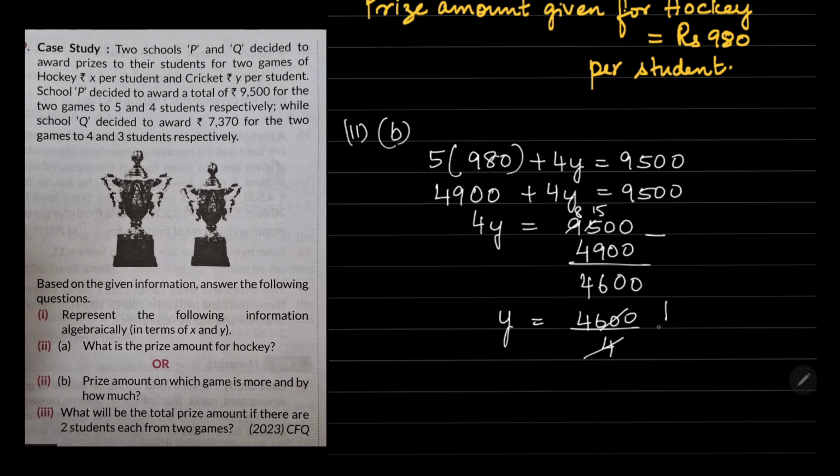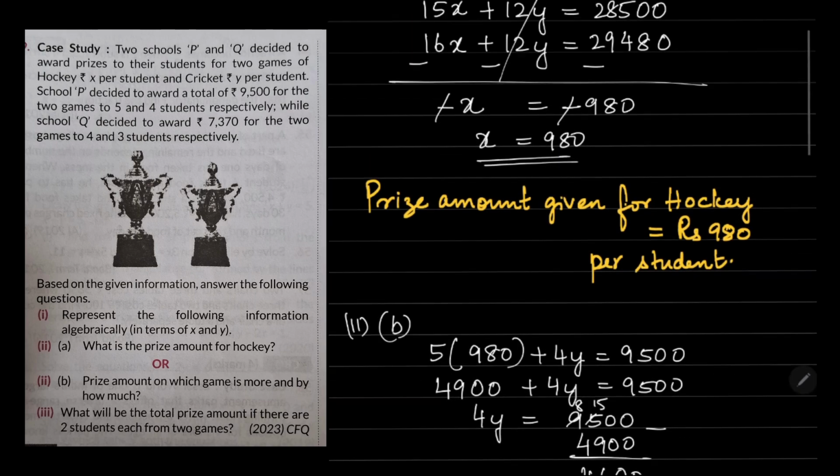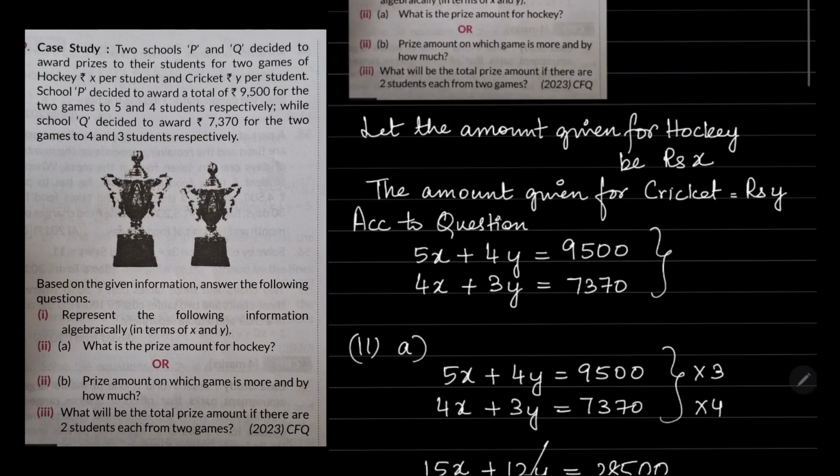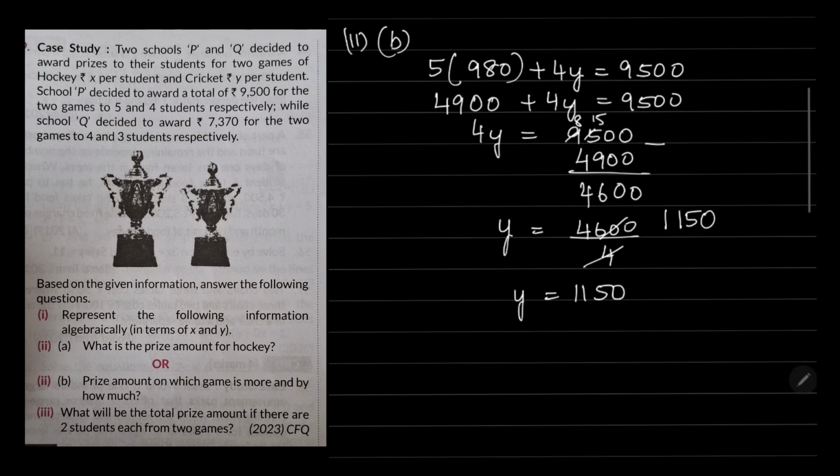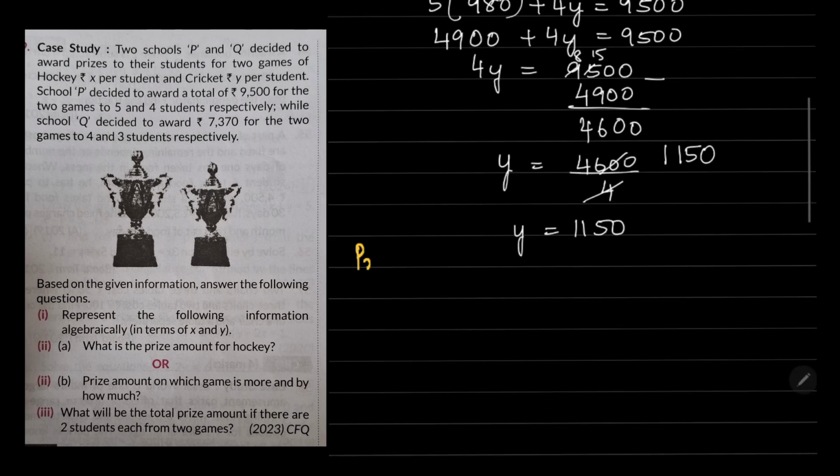What will you have? 4 ones are 4, again 4 ones are 4, 4 fives are 20. So your y is nothing but 1150. And what is y? It is the prize money given for cricket. Let's write it.